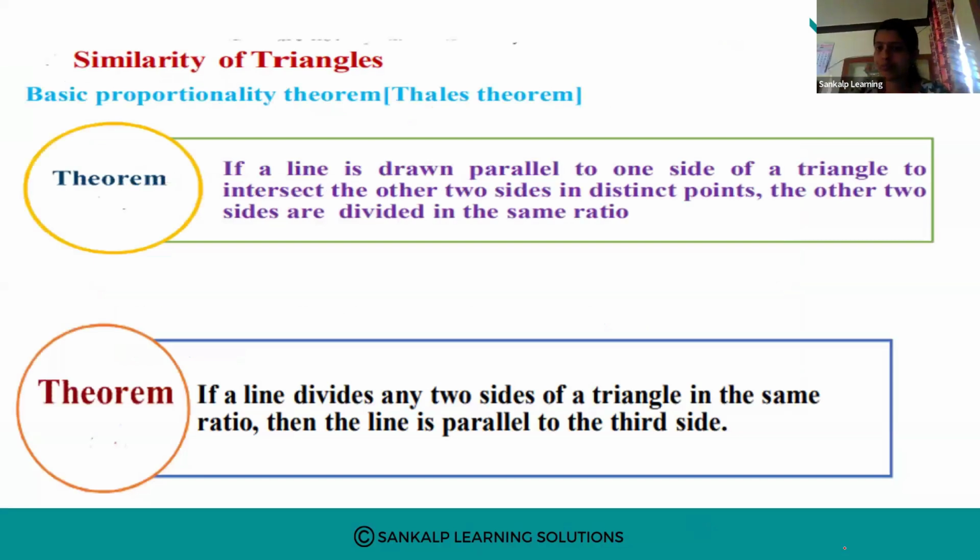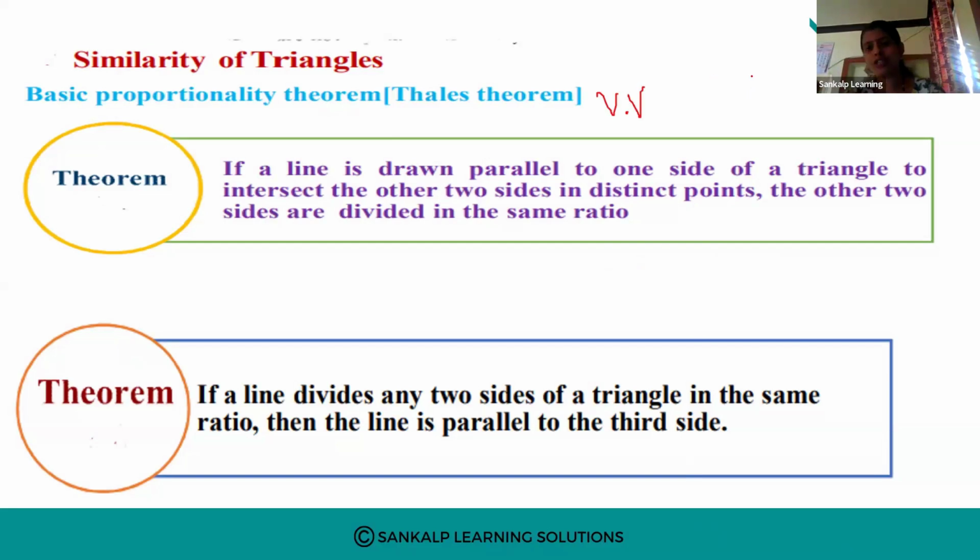Similarity of a triangle. When we talk about similarity of a triangle, one of the great mathematicians, his name is Thales. So Thales, a mathematician, proves a theorem about similar figures, right? He proved one theorem on the basis of similarity of triangles. That theorem we call the basic proportionality theorem, or generally we say Thales theorem. This is very, very, very important as far as your examination is concerned.